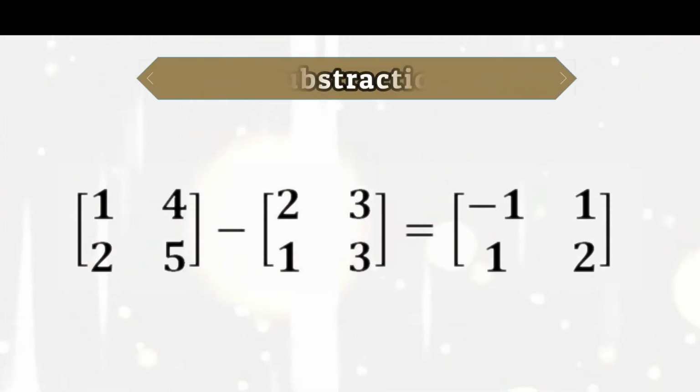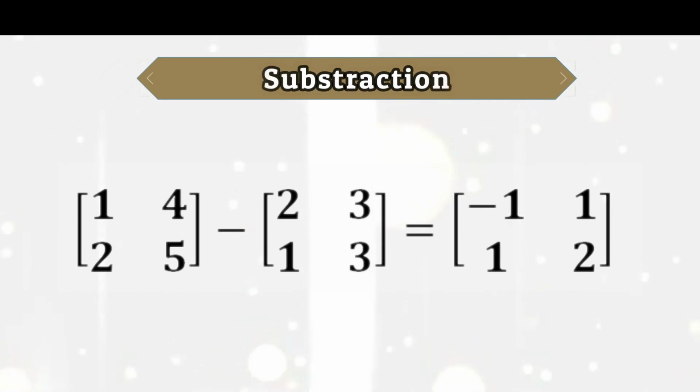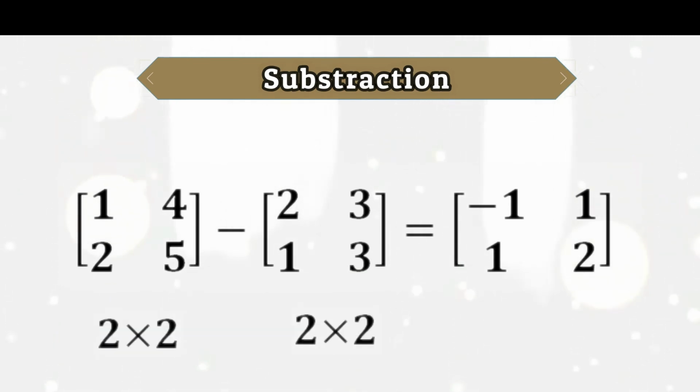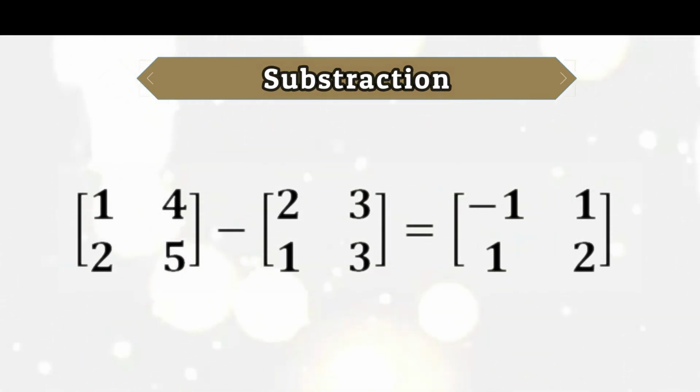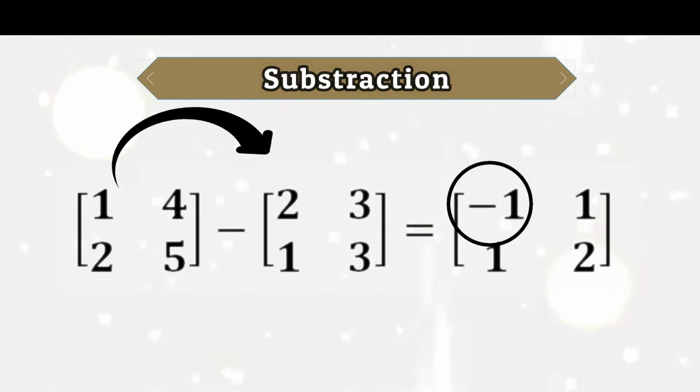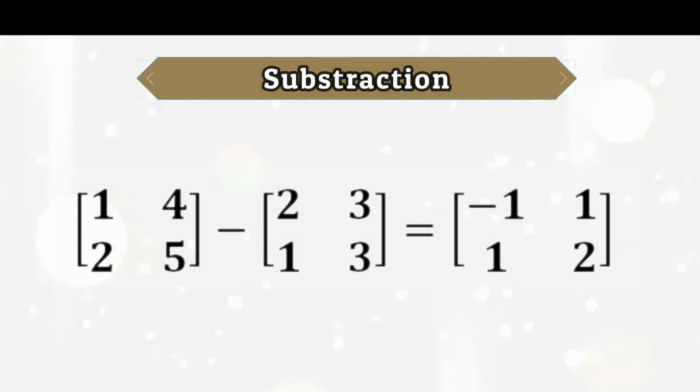And we do the same for subtraction of matrices. For example, there are 2 matrices. The first rule is they have to be the same size, so 2 by 2 and 2 by 2. Remember, and then you operate with subtraction on corresponding elements. So 1 minus 2 equals negative 1, 4 minus 3 equals 1, 2 minus 1 equals 1, and 5 minus 3 equals 2.